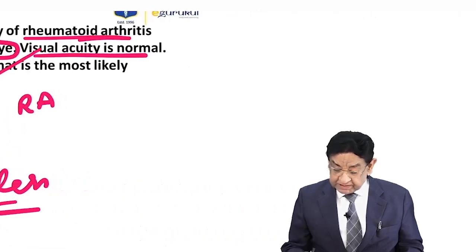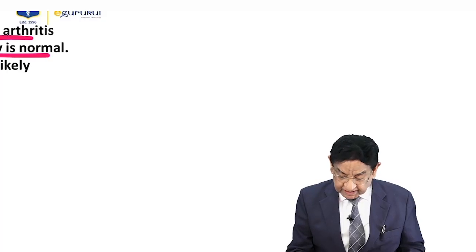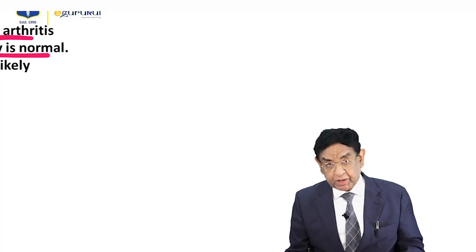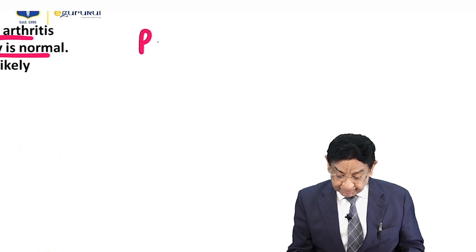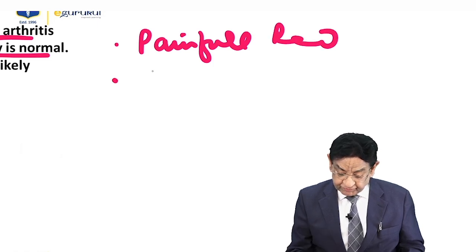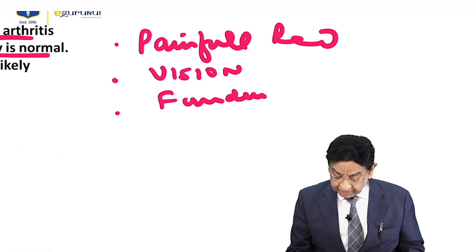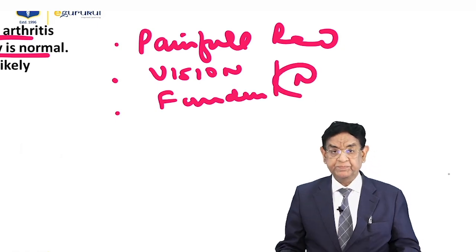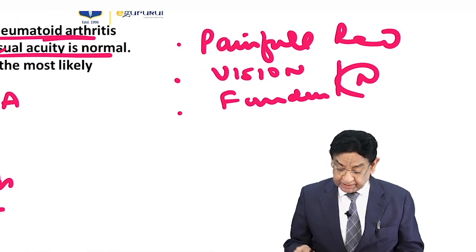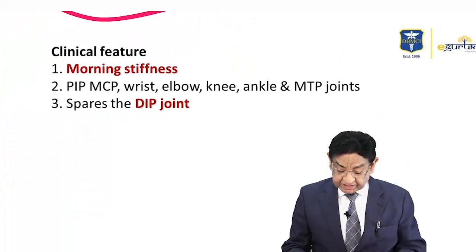So write down, I'll be writing more about this later on, but as of now you can still write down scleritis. The important feature of scleritis is that it is painful. Painful red eye, okay, vision normal, fundus examination is normal. With this background of important things that we learned about scleritis, let's learn the clinical features that you will get.